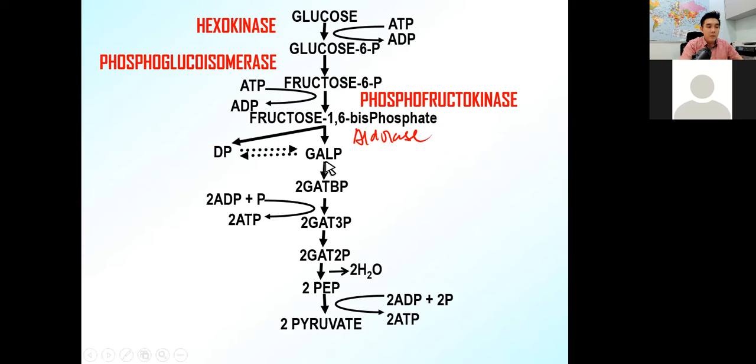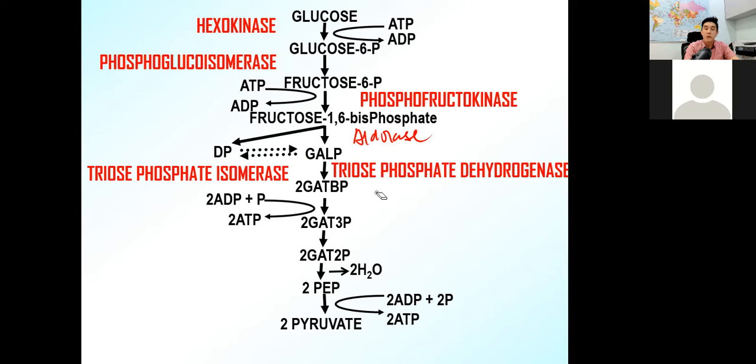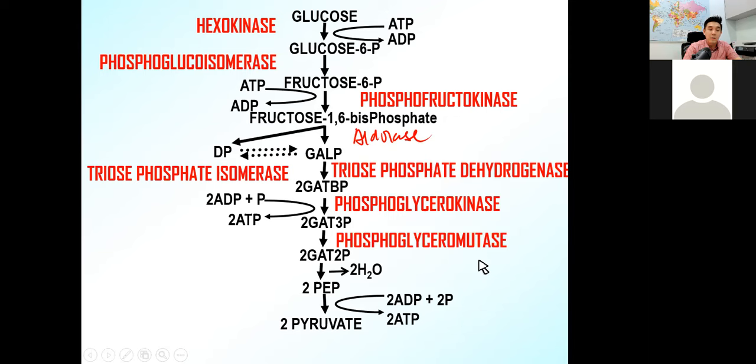Guys, how to remember these two enzymes? Very easy because dihydroxyacetone, glyceraldehyde, what's the similarity? Both are triose. So, triose phosphate isomerase, triose phosphate dehydrogenase. From glycerate 1,3-bisphosphate, phosphoglycerokinase will catalyze. If you know this, you know the next one. This is kinase, here mutase, and then enolase, pyruvate kinase.